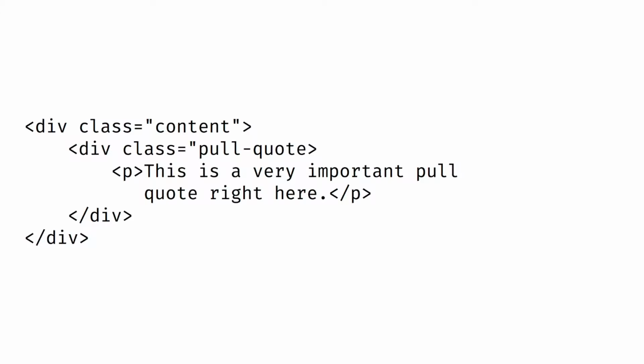The second part are the Flex items. These items are any child elements of the Flex container. The pull quote div here would be a Flex item because it is a child of the content div, which we've assigned the value Flex to the display property. One helpful thing about Flex items is that you can't use float on them. So that's some good news.